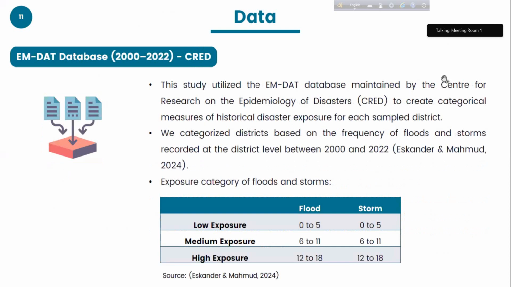As I said before, on the Emergency Events Database, I categorized the events, mainly floods and storms, by district exposure. If a district has been affected from 2000 to 2020 0 to 5 times, it is low exposure, and consecutively medium exposure is 6 to 11, and medium-high exposure is 12 to 18. I took this methodology from another study.